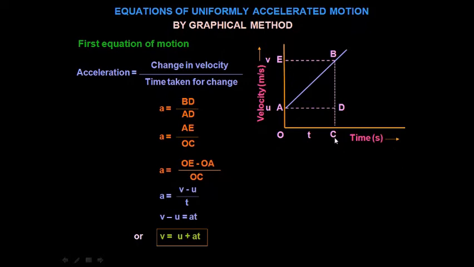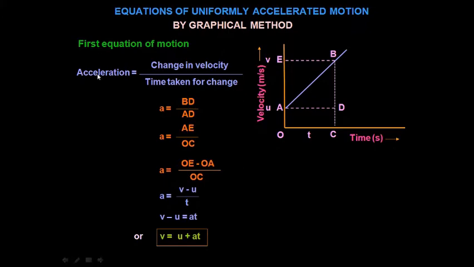this point, and draw AD, not perpendicular, it is parallel. We will draw AD parallel to OC. And BE is a perpendicular from point B to OE. Now we have to calculate the first equation of motion.